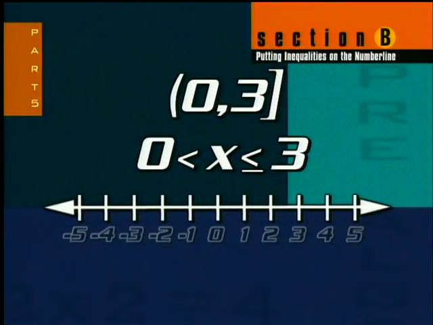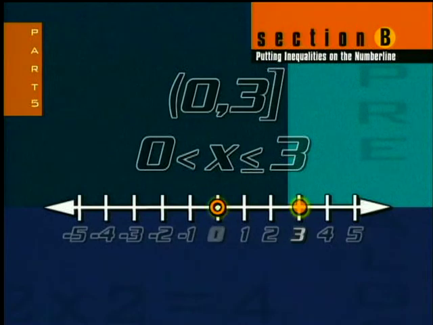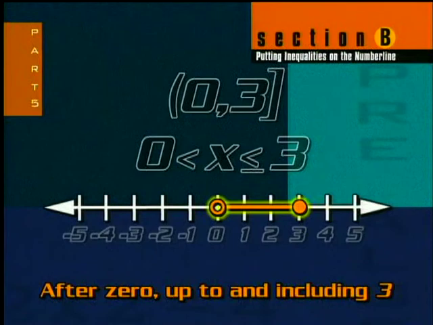Let's do another one of these. Check out parentheses 0, 3, bracket, or x is greater than 0 and less than or equal to 3. On the number line, we put an open circle at 0 and a filled-in circle at 3. See, now we've got a closed circle at 3 because we're dealing with a right bracket, which means less than or equal to. Then we shade the line in between them. This means the shaded part of our line represents all the numbers after 0 up to and including 3.